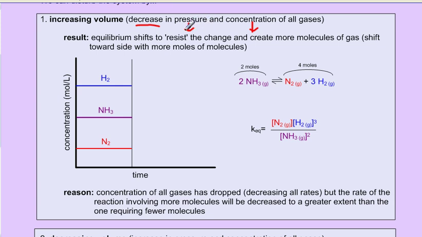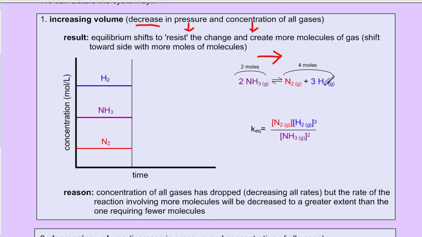If we decrease the pressure or the concentration of these gases, what's going to happen is we see a shift in the reaction towards the side that has more molecules. Because if we shift in this direction, there's a couple ways to think about it. We create more molecules. Okay, if we look at this reaction, there are 2 moles of molecules on the left and 4 moles on the right. So shifting in this reaction creates more molecules. It increases the pressure a little bit, so it resists the change.